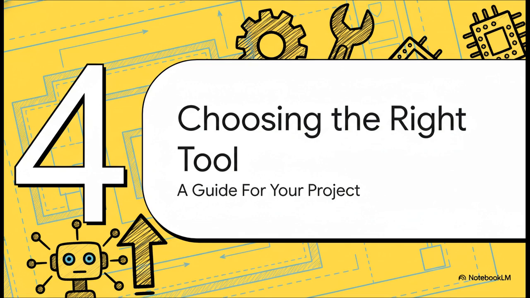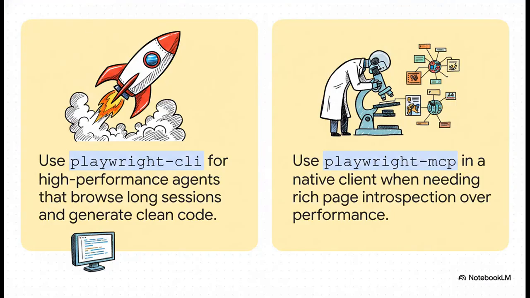Okay, so after all of that, what does this actually mean for you? When you sit down to start your next project, how do you make the right call? Let's lay out a super simple blueprint. Look, the takeaway here is pretty straightforward. You're going to want to use Playwright CLI if your goal is a high-performance agent that can run for a long time and needs to generate clean, reliable code. The only time you should really think about Playwright MCP is if you're stuck inside a specific client that demands it and your main goal is digging into the guts of a web page, not actually getting things done efficiently.